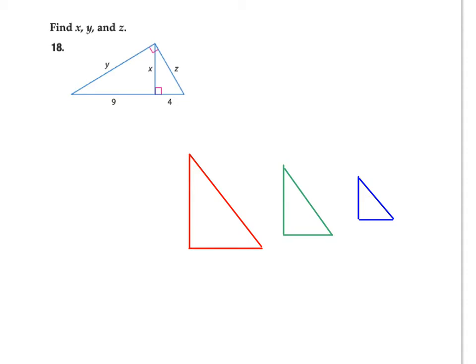So, how do we use altitude on hypotenuse? We're going to find x, y, and z in this triangle. And you can see up here I got my big red. In red now, this short leg right here, that's my z side, so that's this side right here. I got my medium leg, that's y, that's this side right here. And I have my hypotenuse, which is 13, 9 plus 4. For medium green, that's this guy right here. My short leg is x. My medium leg is 9.